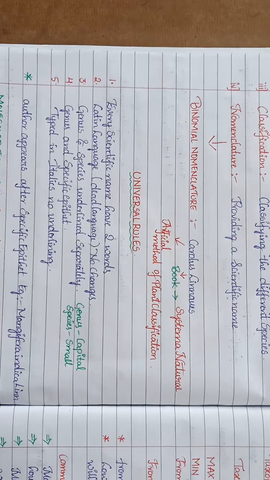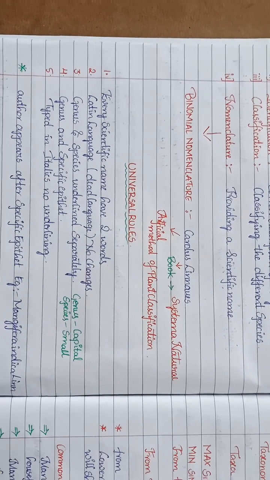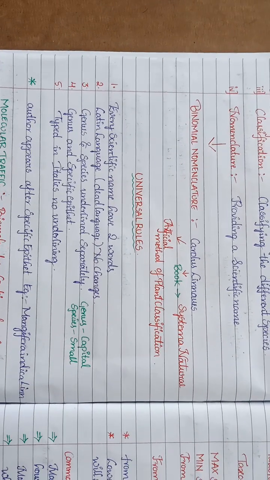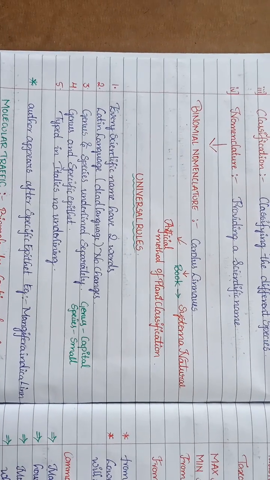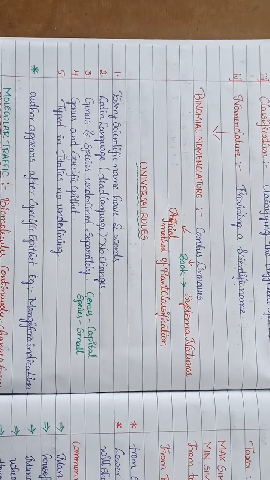Next one, genus and species. Genus is written with a capital letter and species with a small letter. Genus and species are underlined separately when they are handwritten, and when they are typed in printers, they are printed in italics.